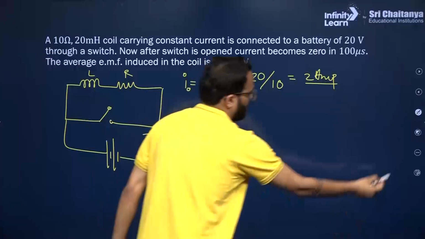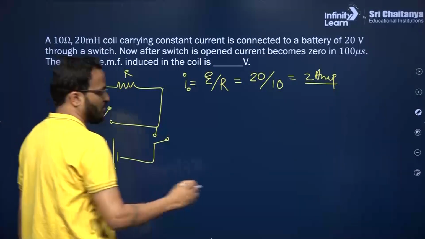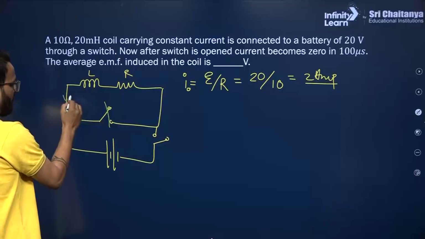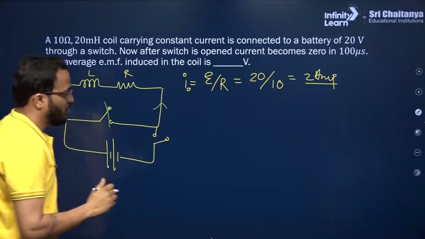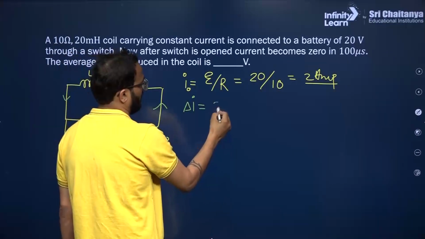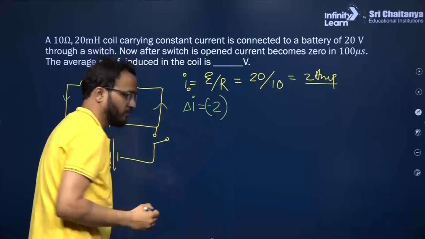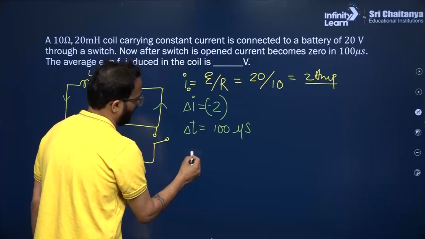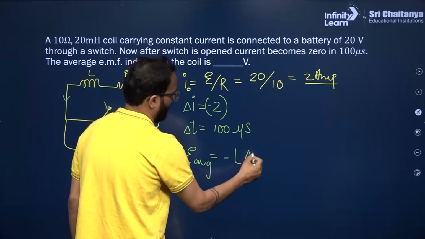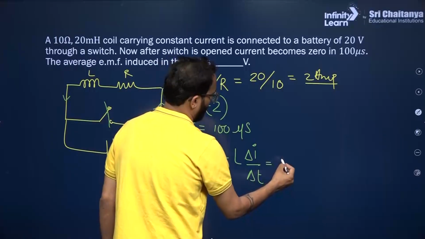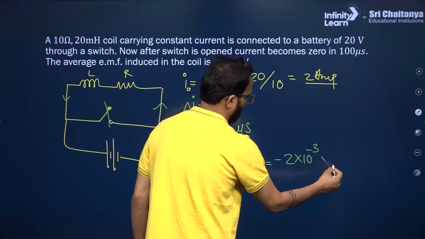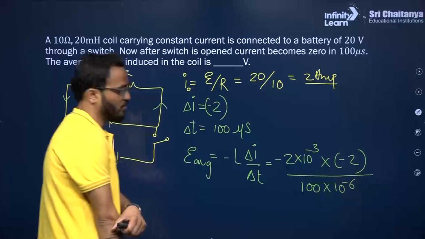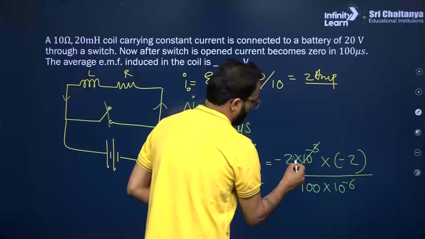Now what they are trying to do is, let's open this switch and close this switch now. So what will happen now? This will be discharged completely. So delta I is how much? Minus 2 ampere, in 100 microseconds. So what is the average EMF induced? Average EMF is minus L delta I by delta T. L is 20 millihenry, delta I is minus 2, upon delta T, which is 100 into 10 to the power minus 6. Now solve it. What will be the answer? Oh, it is 20 millihenry, I'm so sorry. It is 20 millihenry, right?